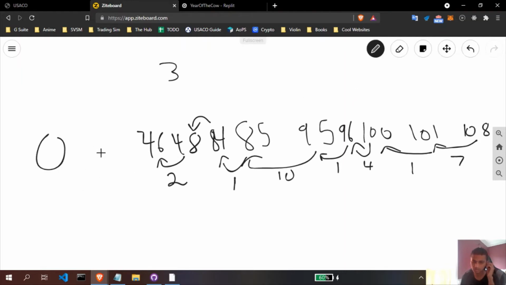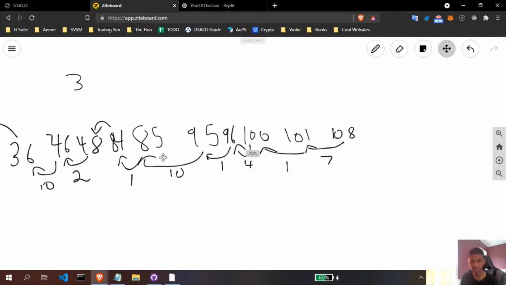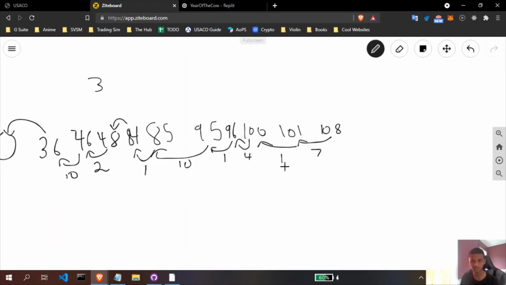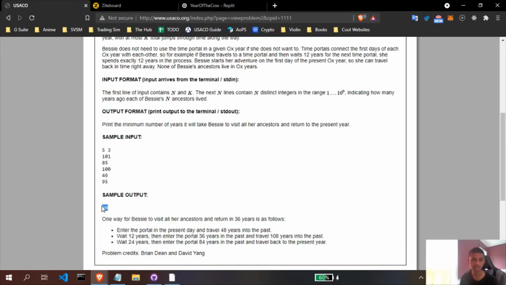So if we look over here, from 46, the closest multiple of 12 that is lower than 46 is 36. So she would travel 10 years to 36, and then she would jump from 36 to 0, saving her a lot of time. So in total, if we sum these all up, in terms of the total amount of time that she traveled, we get 7 plus 1, which is 8, plus 4, which is 12, plus 1, which is 13, plus 10, which is 23, and then 24, then 26, and then 36 in total. So we get a total time of 36. So we see over here that is the correct output.